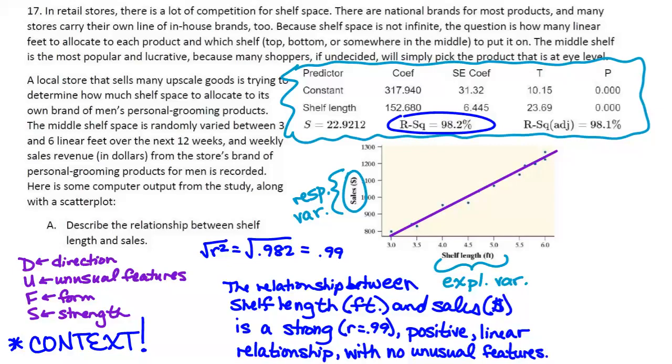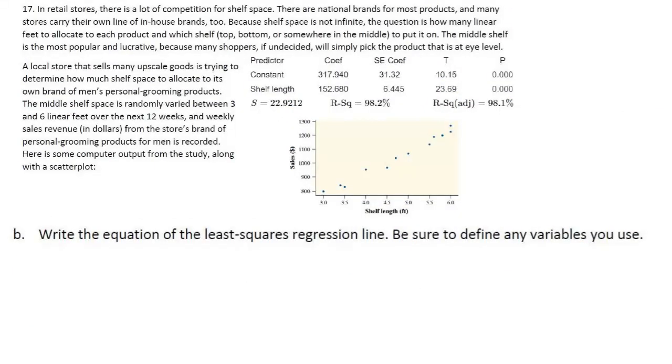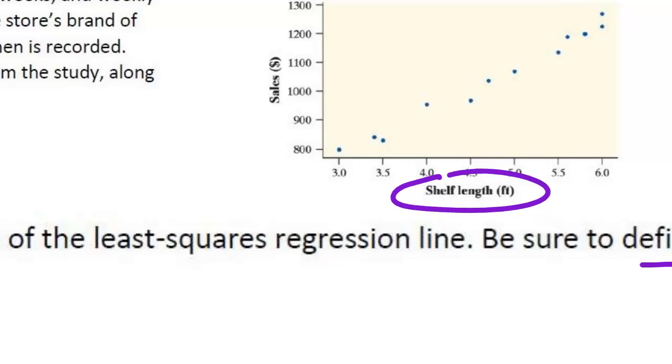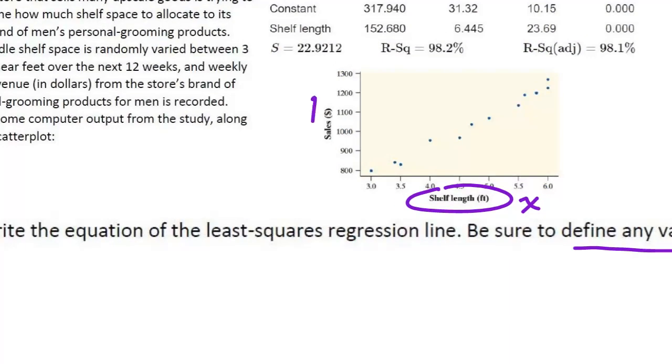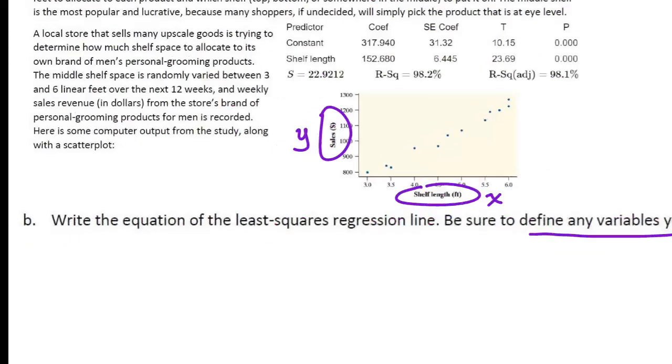Part B. Write the equation of the least squares regression line. Be sure to define any variables you use. If you use X and Y, you've got to say off to the side, here's what my X means, here's what my Y means. I'm getting what X and Y are from the graph, but I would never leave it like that when I am defining my variables. I always use words. That is the standard way to do it in statistics.